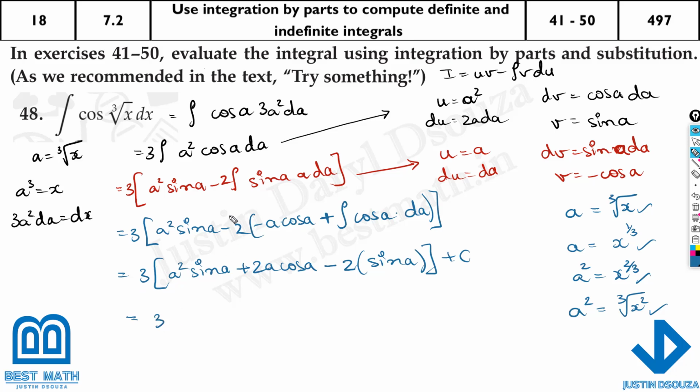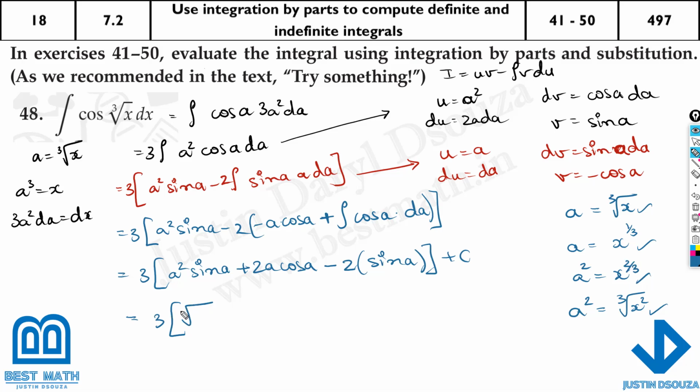You can multiply this 3 inside. See, this I have multiplied because it'll be too many brackets inside, right? But I'm just going to leave the 3 outside. You can multiply in, and then this is going to be 6 and 6. It's up to you. If you want, you can multiply it inside. For a squared, I'm going to use this form. You can write x squared by 3.